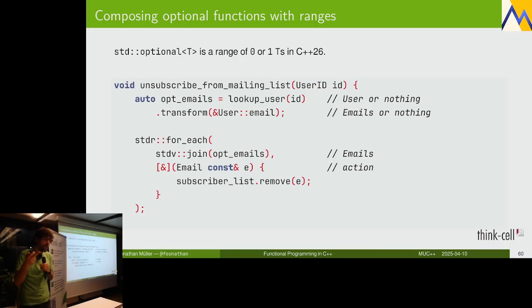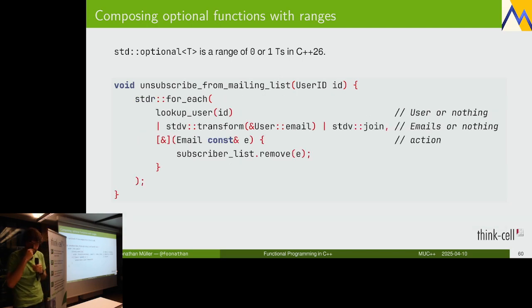But now, since we already started using range algorithms, we can just go all the way and also use the transform view. So we look up our user, we transform it to get the email, and then we join it. And then we pass that to for each. And this is the same code, just using the transform view instead of the transform member function. And this is semantically equivalent. The transform member function gives you an optional, the transform view gives you a transform view, but this is still logically a range of 0 or 1 elements.